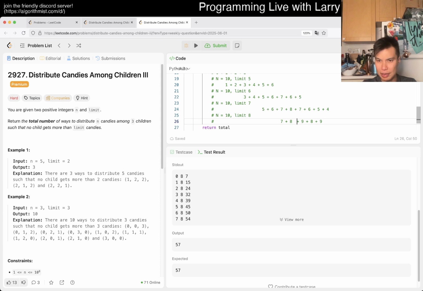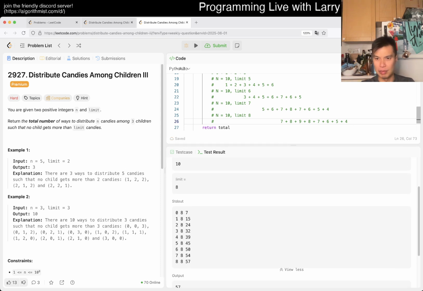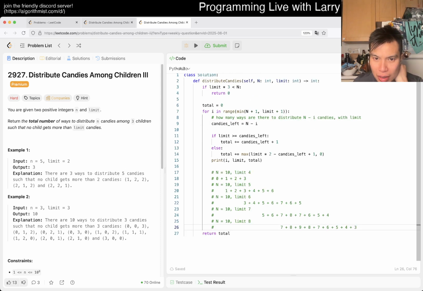I don't know, there's an extra space. Plus 10? No, what am I doing? Plus 8 plus 7 plus 6 plus 5 plus 4 plus. But that's it, right? Oh, actually, there's a few more. That's why I was confused. Plus 3, right? So you have something like that, and you clearly see the pattern, right? And then the question is, how do we derive this pattern? Okay, so at least we're able to get something together, right? So what is the peak of this?